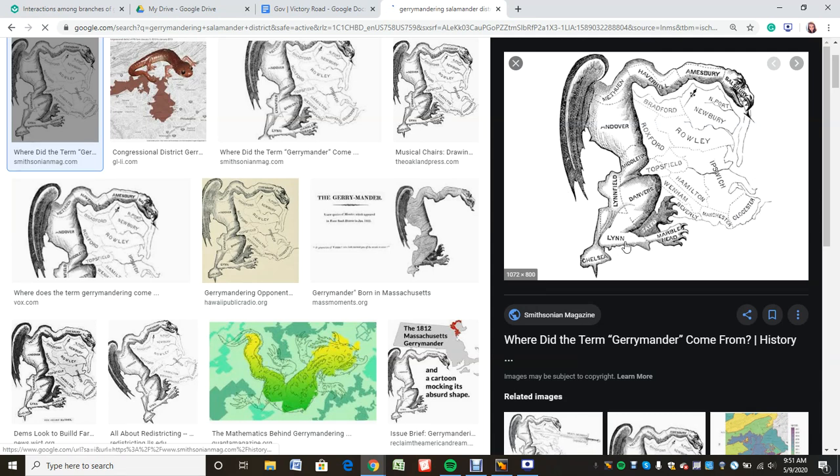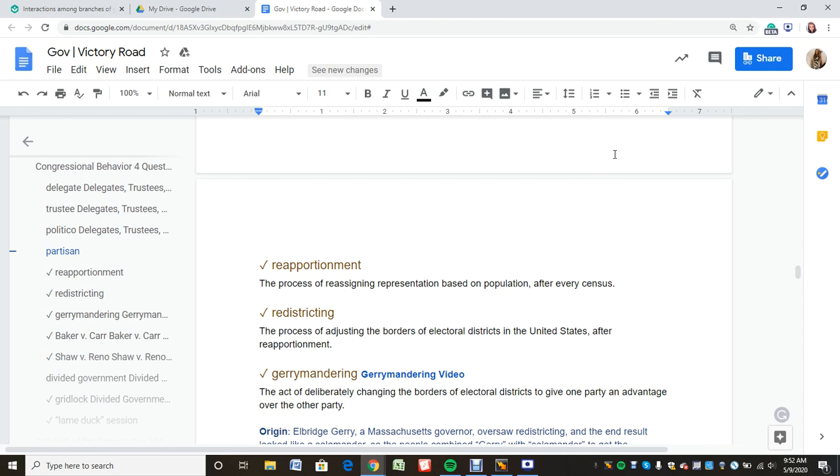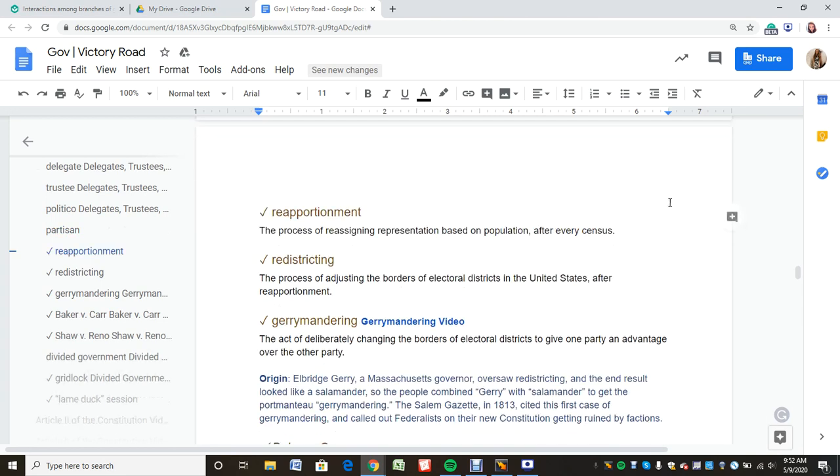This is how the term gerrymandering came about. It came from Elbridge Gerry, who was overseeing the apportionment of the district. And people looked at it and they said, that looks like a salamander. Now, personally, I think it looks like a dragon, but if you see the salamander, then there you go. But Gerry plus salamander equals gerrymandering. And so that's how that all came about. So if that interests you, that's the history of that.